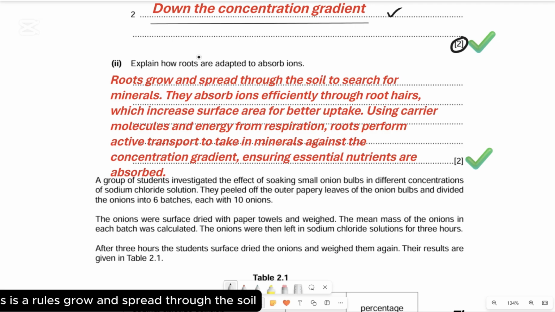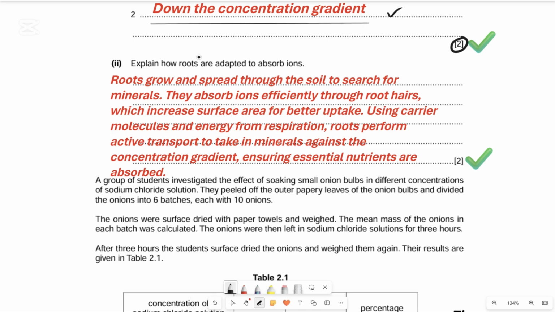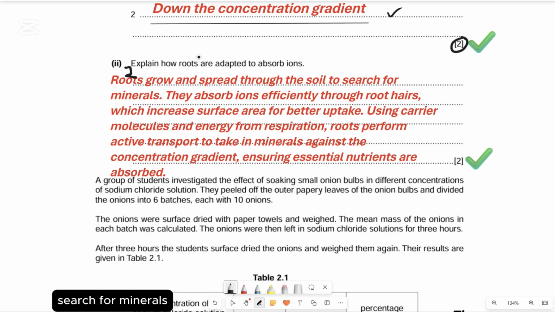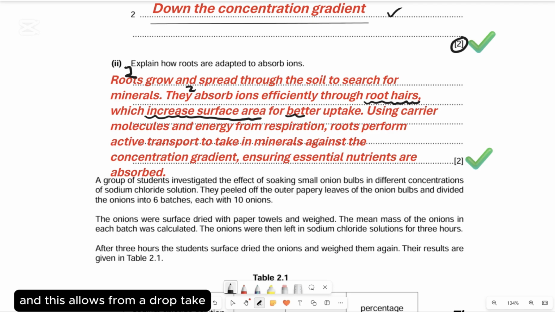So this is saying roots grow and spread through the soil to search for minerals. They absorb ions efficiently through root hairs, which increase the surface area for better uptake, using carrier molecules and energy from respiration. Roots perform active transport to take in minerals against the concentration gradient, ensuring essential nutrients are absorbed. So the first point we will make would be roots grow and spread through the soil to search for minerals. Second point would be that they absorb ions efficiently through root hairs. You have to include the keyword root hairs, and you have to include the keyword increased surface area. And this allows for better uptake. This is not really necessary, but you may include it.